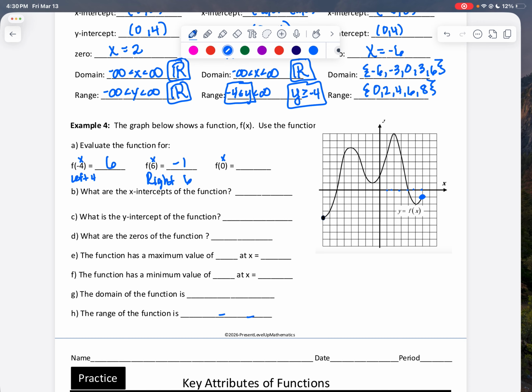All right, last one, f of 0. So we're not going right or left at all. So put your pencil at 0 and then go up 2. We would land right there. So we're going up 2 to land on the function.